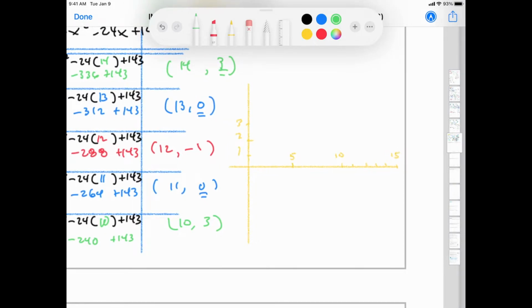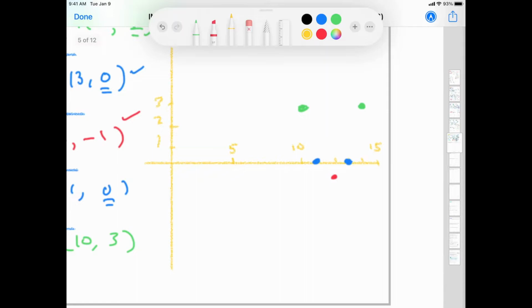Okay, let's see what we got here. So 14, 3, so write 14 up 3. That's this one. 13, write 13 on the x-axis, and then stay. And then write 12 down 1, something like this. Write 11, stay, and write 10 up 3. Pretty good, pretty good.